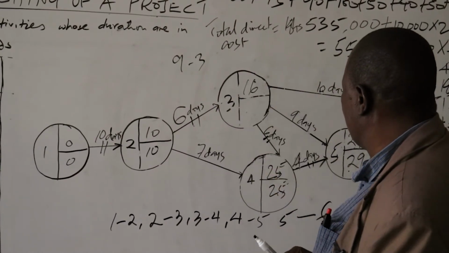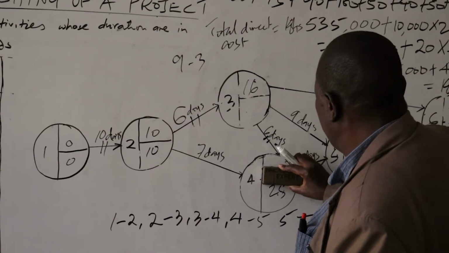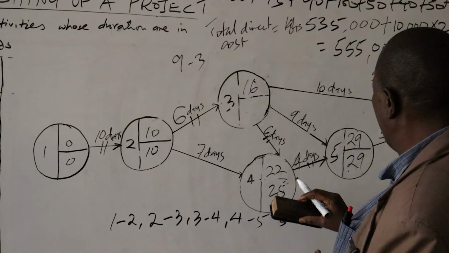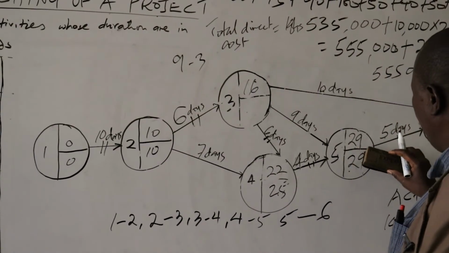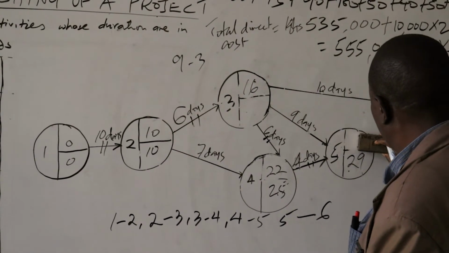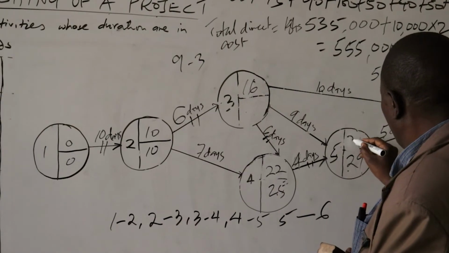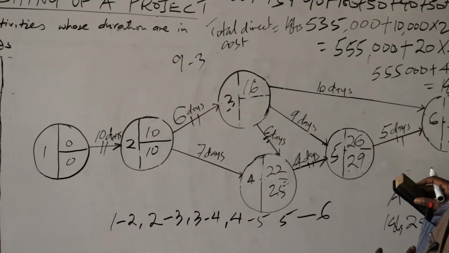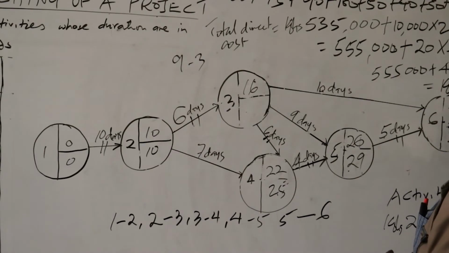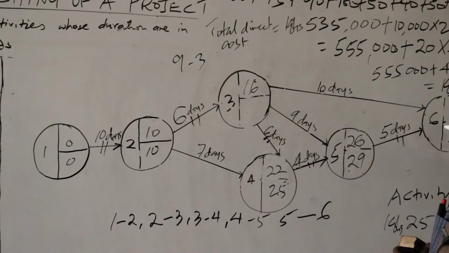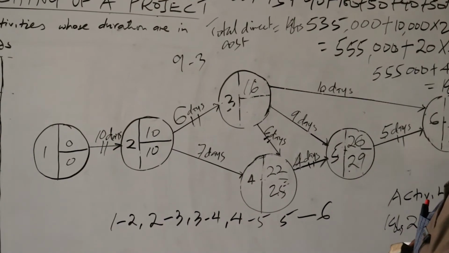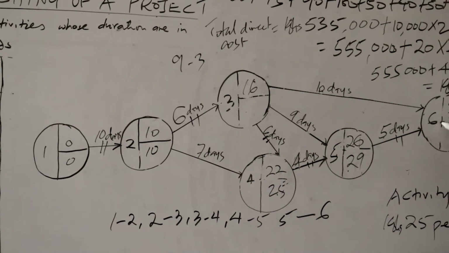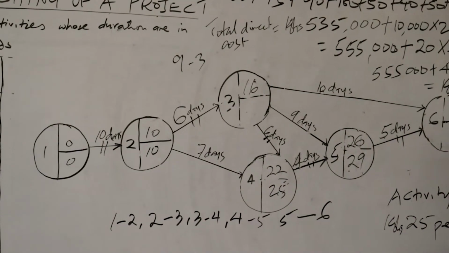16 plus 6 is now 22. 22 plus 4 is 26. 26 plus 5 is 31. This is 31.